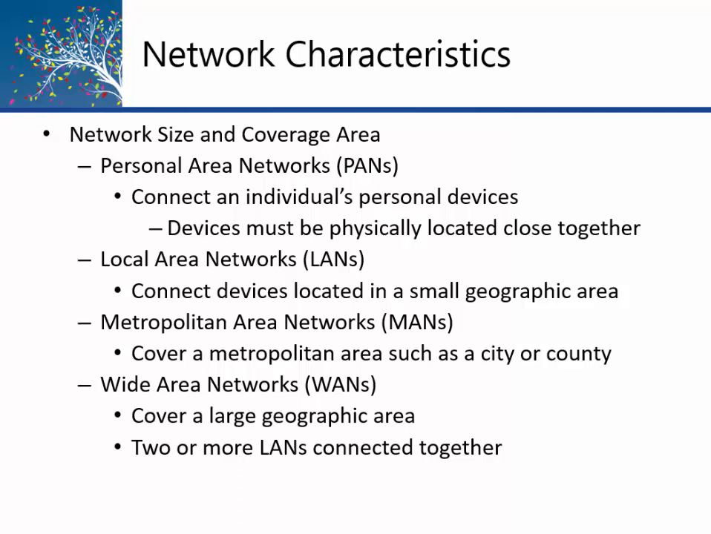Network characteristics: we talk about the size of a network. How big is a network? It can cover the entire world. It can cover just your home network. So we use these things like local area network, LAN, metropolitan area network, MAN, and wide area network, WAN, to give the general scale of what we're talking about. It's not a precise definition, but it gives us the general scale.